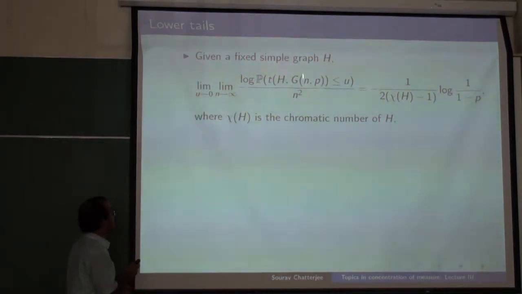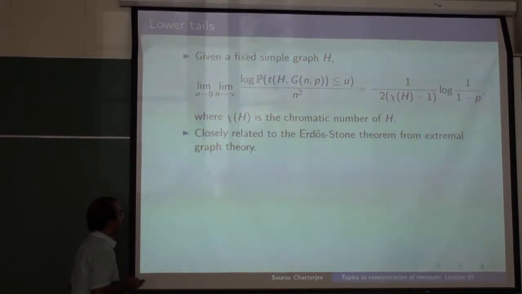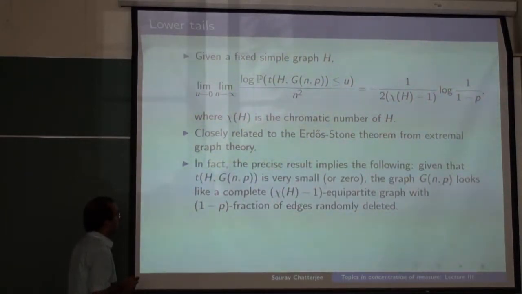So for instance, this is one result. This limit, we don't know what this is. But as u tends to 0, it goes to this, where chi_H is the chromatic number. This is related to the Erdős-Stone theorem, which I won't go into. But what it tells you is that if you condition on the event that the homomorphism density is very small or close to 0, then the graph looks like a complete equipartite graph.